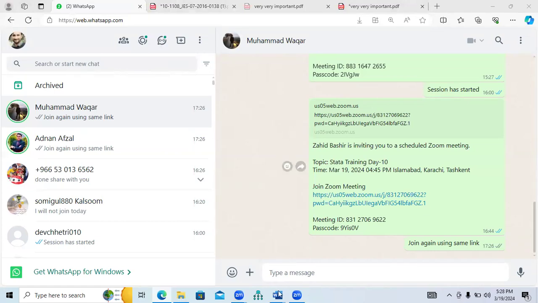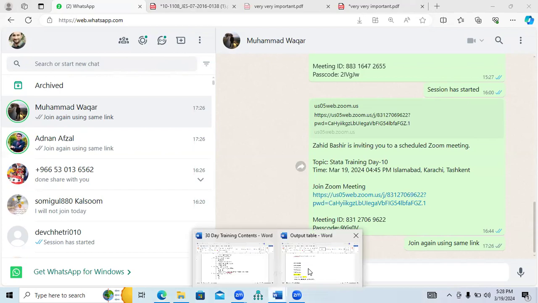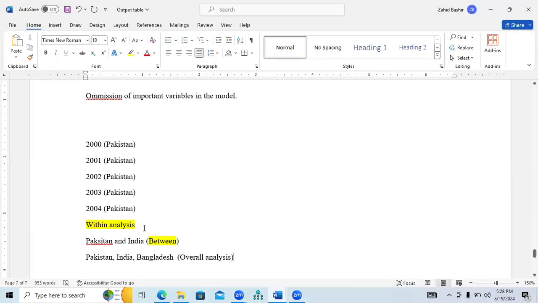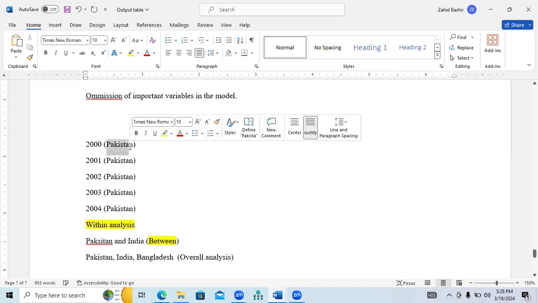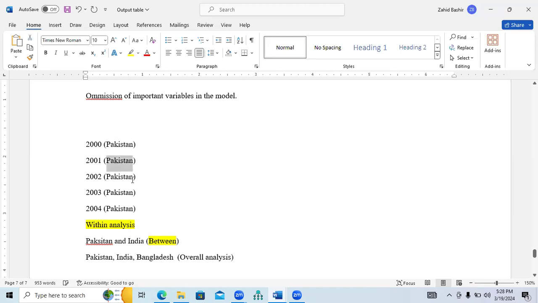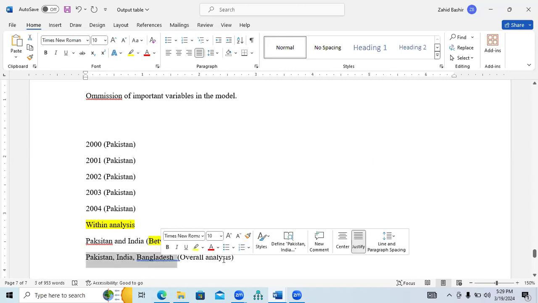I was discussing that when you are considering the within analysis, it means that you are considering a single country analysis in different years. When you are considering the analysis between two countries, it becomes between analysis. And when you are considering the analysis for all countries, it becomes the overall analysis.